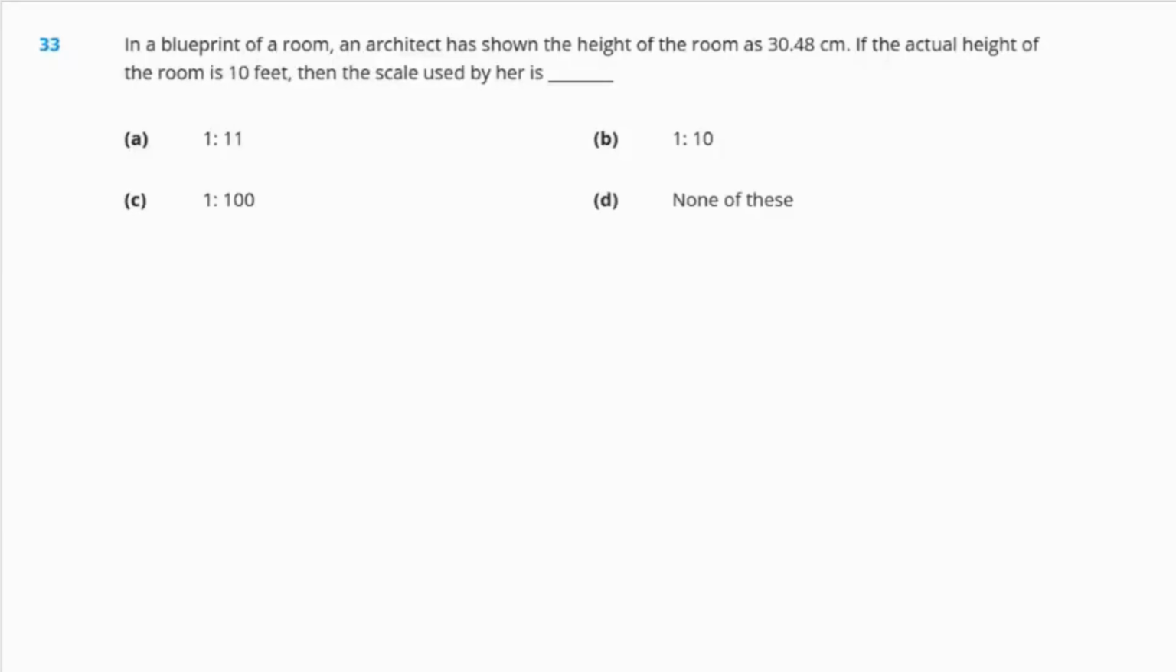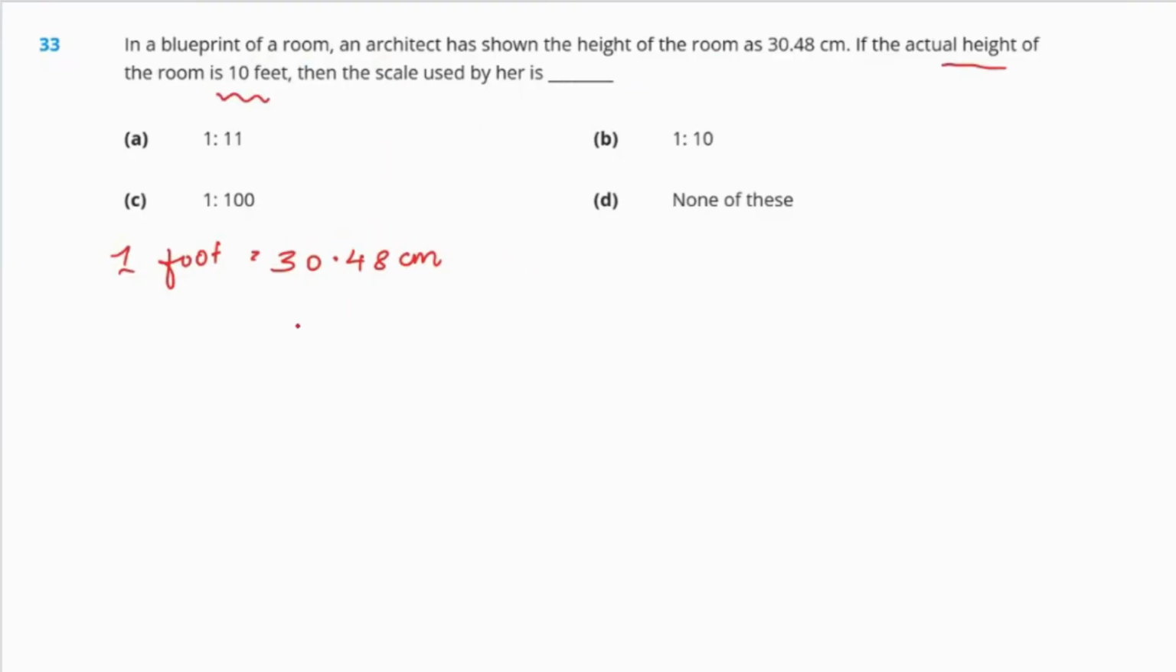Next question, the 33rd question. In a blueprint of a room, an architect has shown the height of the room as 30.48 centimeter. If the actual height of the room is 10 feet, then the scale used by her is, okay. Here, 1 foot is shown as 30.48 centimeter, and the actual height is 10 feet. So which scale she has used, that is what we have to find.